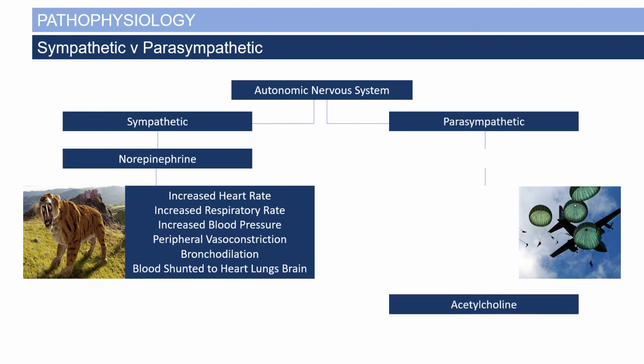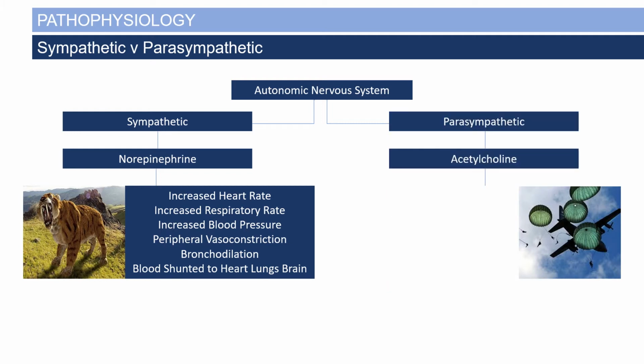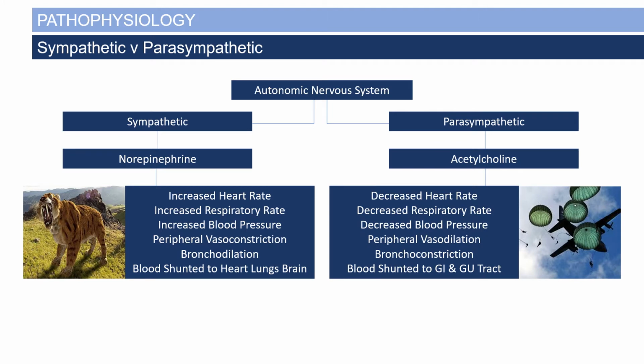Whereas your parasympathetic response, mediated by acetylcholine in the body, decrease in heart rate, decrease in respiratory rate, decrease in blood pressure. So everything's coming down, like as if you would put on a parachute and jump out of the back of a plane. There's peripheral vasodilation, there's bronchoconstriction, and the blood is generally shunted to the GI and GU tract and sexual organs.